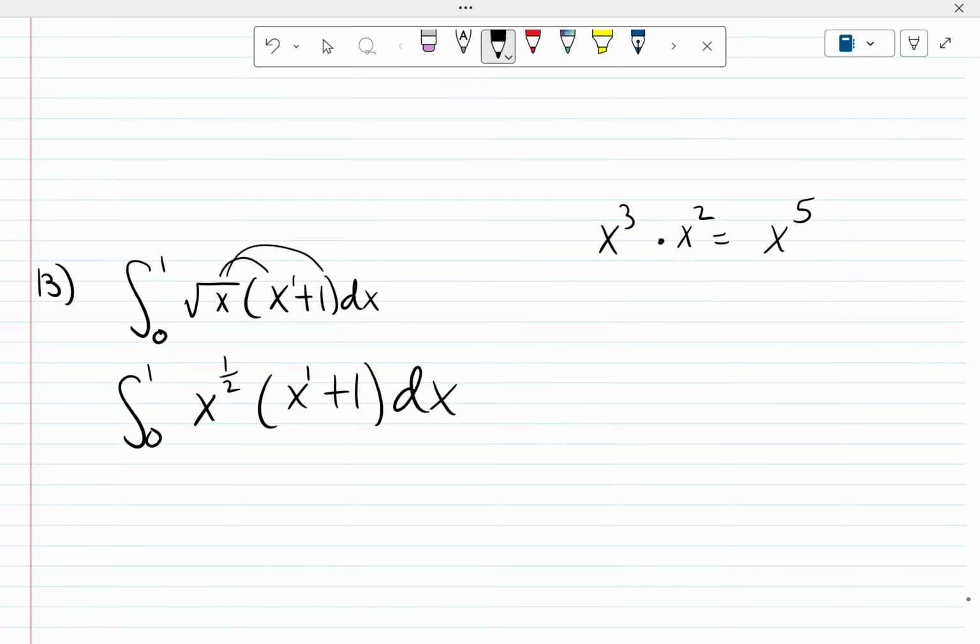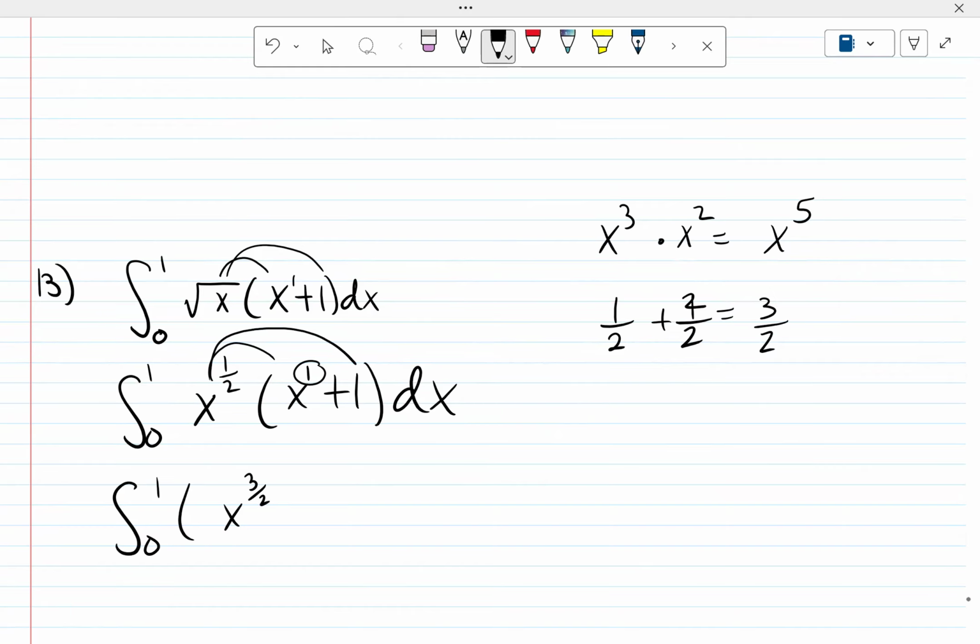So I'm just FOILing this out. It's going to be from 0 to 1, and then x, and then 1. This is like an invisible 1, this is 1/2. So when you add 1/2 plus 1, or this 1 is the same thing as 2 over 2, that is the inverse, right? So that's x to the 3/2. Okay. And then x to the 1/2 times 1 is x to the 1/2 dx.